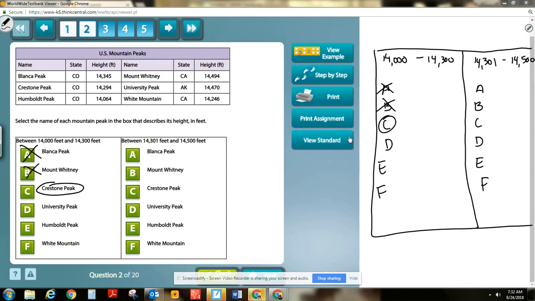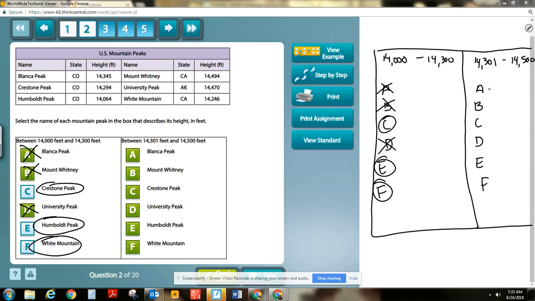14,400. Well, that's more, so it's not D. How about E here? Let me see. Find it. Is that in between? It is. How about F? Wait. It is. Oh, man. So I would click C, E, and F. It's a good thing I checked the rest of them, right? So always be checking. Don't just be in such a hurry.